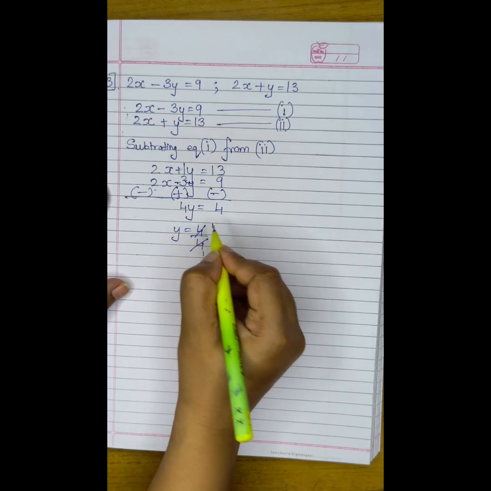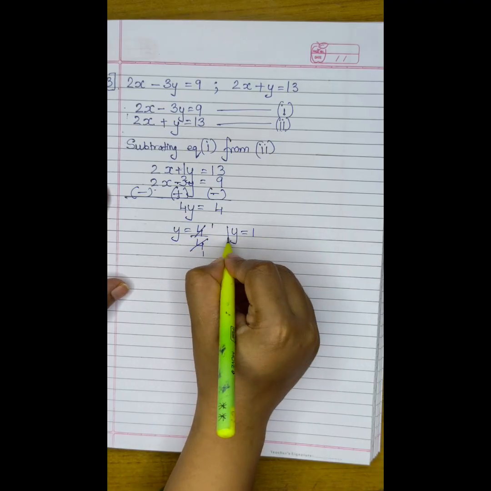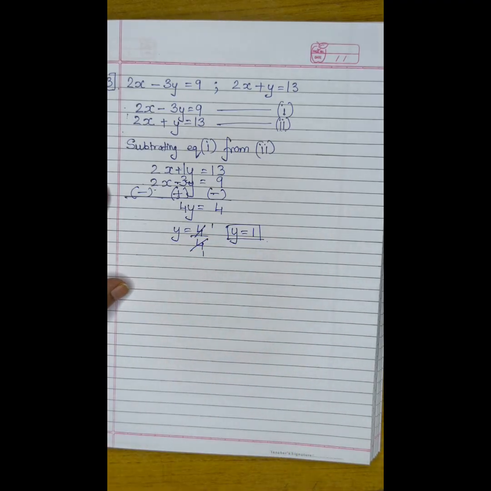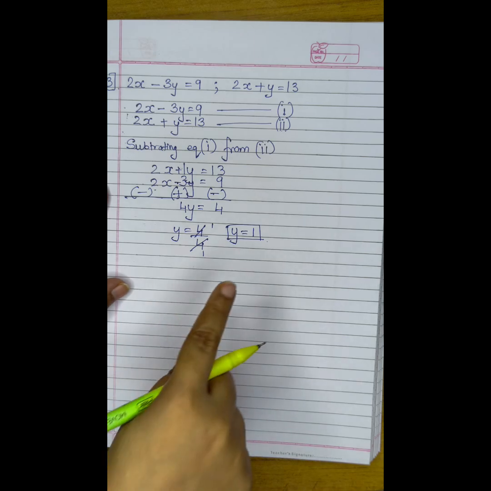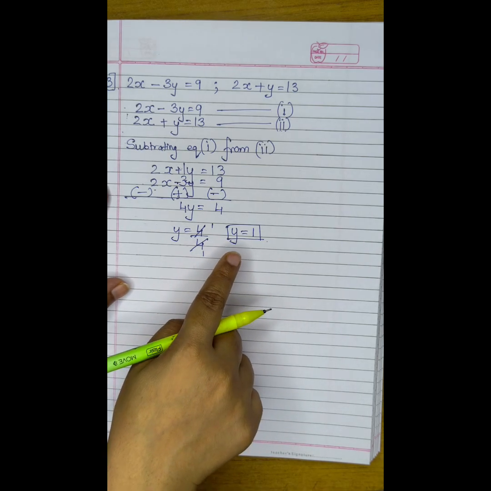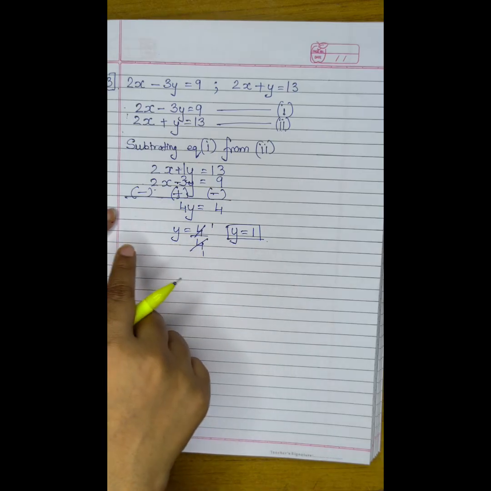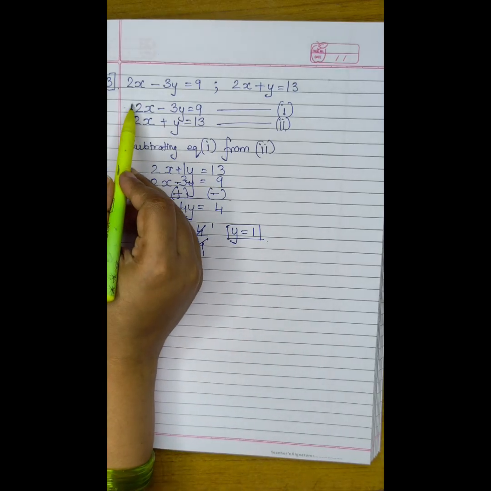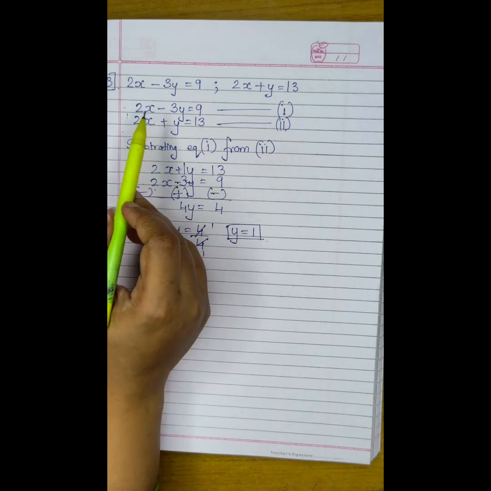4 ones are 4, so y is equal to 1. Okay, now you got the value of y. y is equal to 1. Now we will find out the value of x. To find the value of x, use any one of these equations. Any one equation you can use.